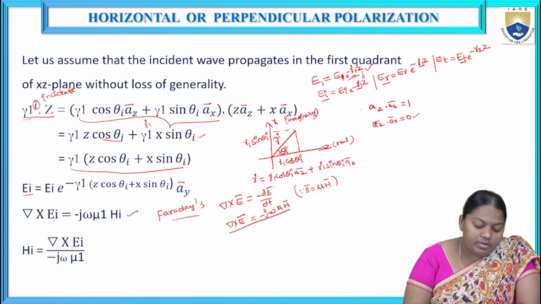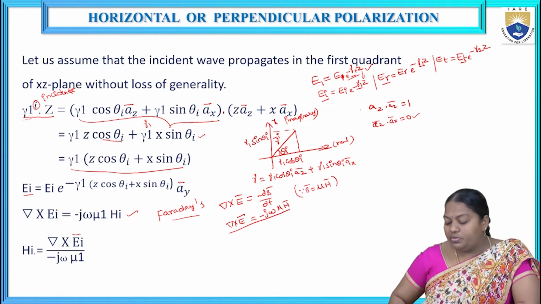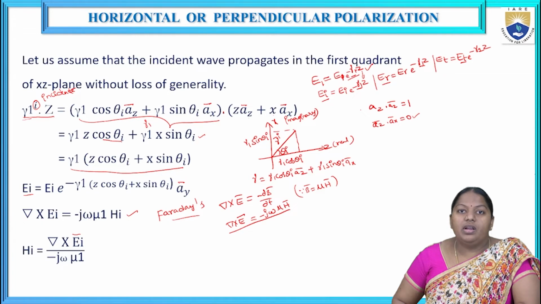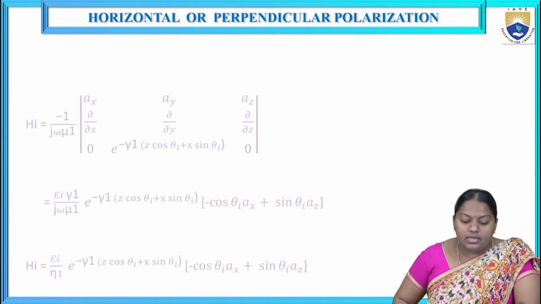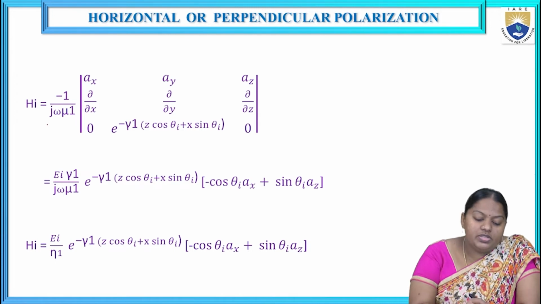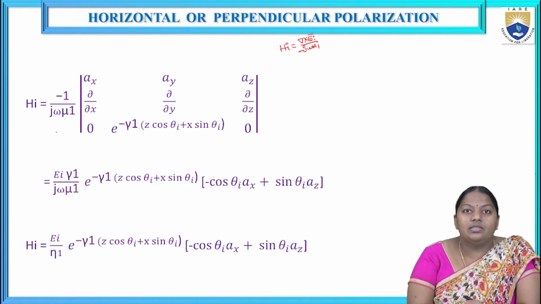Right? So we are writing the equation for the incident wave, hence del cross Ei bar equal to minus j omega mu 1 into Hi. 1 stands for medium 1. Now from this, Hi is equal to del cross Ei by j omega mu 1 with a negative. Upon simplification of this del cross Ei by j omega mu 1, we are going to get the equation for the incident vector magnetic field intensity. So Hi is equal to del cross Ei by minus j omega mu 1. First, minus 1 by j omega mu 1 is to be considered as a constant.